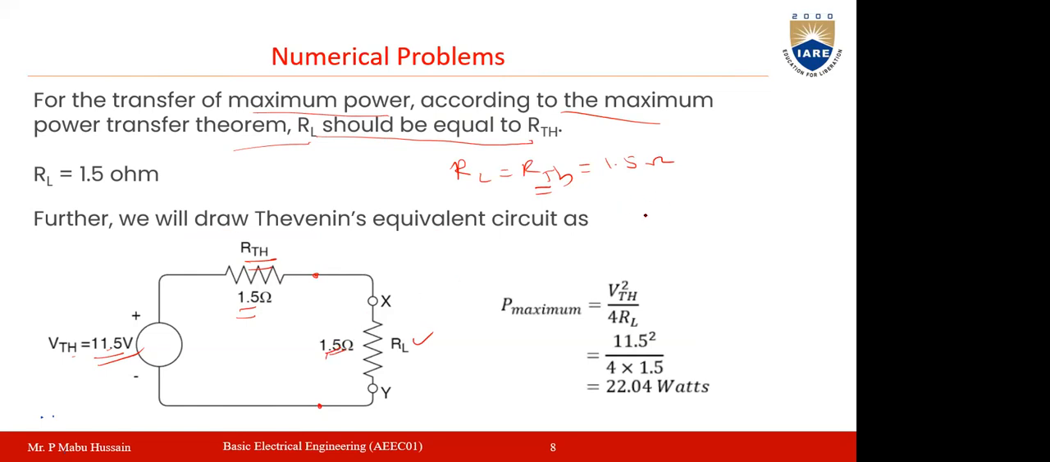Now the power delivered to the load. Under maximum power transfer condition, this value will be P max. The P max value is equal to VThevenin squared by 4RL. Now this RL value is 1.5 ohms and VThevenin's value is 11.5 volts. You just simply substitute them. You are getting 22.04 watts as the maximum power delivered to the load.